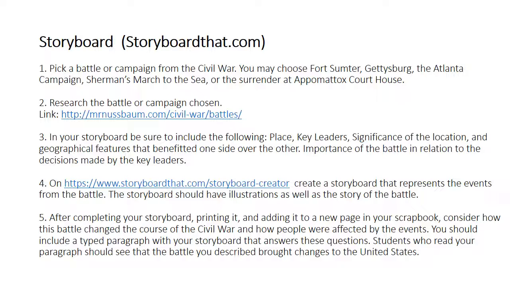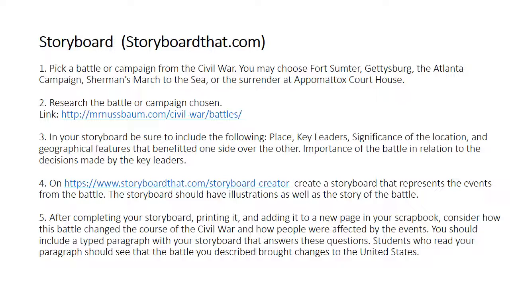The next thing that you'll do is create a storyboard, and I really think you guys will love this. It's very exciting. Basically, you're going to pick a battle or campaign from the Civil War, and you may choose either Fort Sumter, Gettysburg, the Atlanta Campaign, Sherman's March to the Sea, or the surrender at Appomattox Courthouse. You'll research the battle or campaign chosen. There's the link provided. In your storyboard, be sure to include the following.